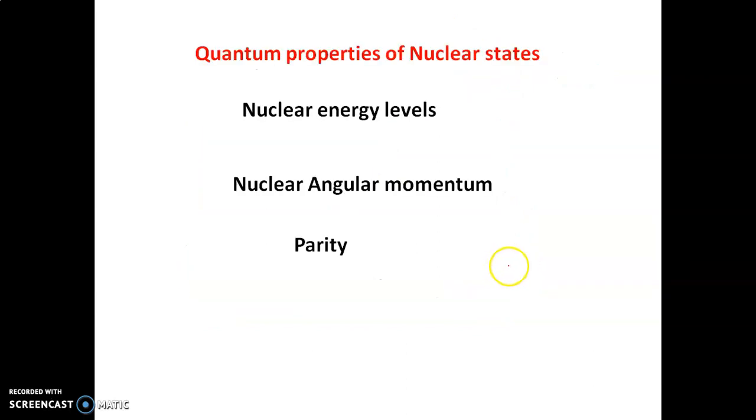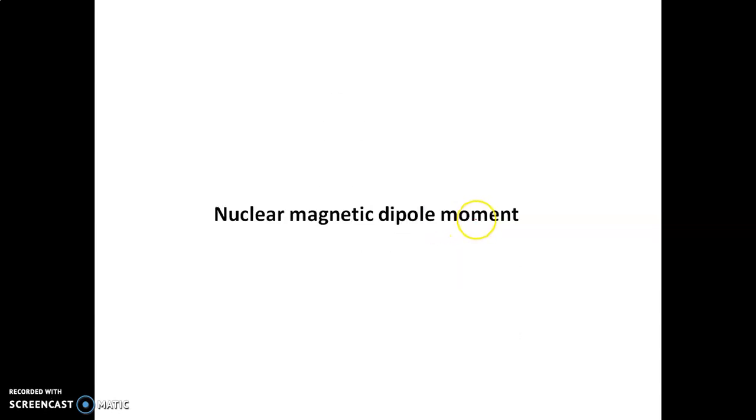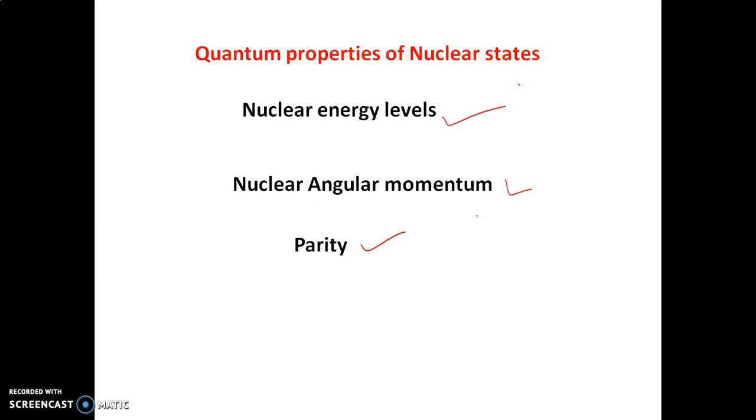Now moving on, quantum properties of nuclear states. So we have nuclear energy levels, which we have already known, and then we talk about nuclear angular momentum, parity and things like that. So we have isospin, statistics, and after that we go to the nuclear magnetic dipole moment. Now one by one, let's look at the things. Nuclear angular momentum.